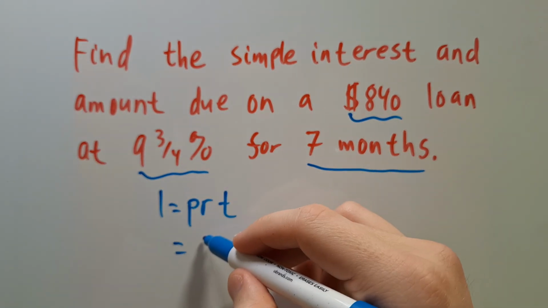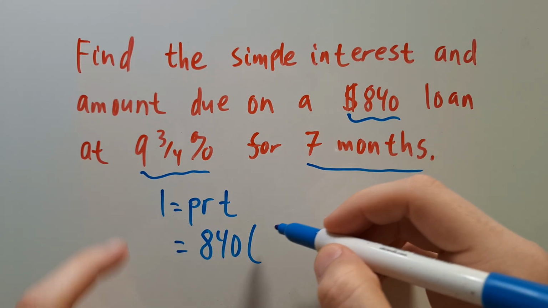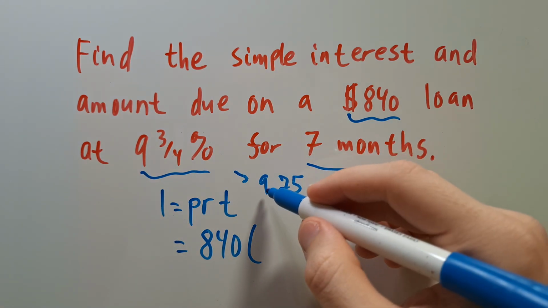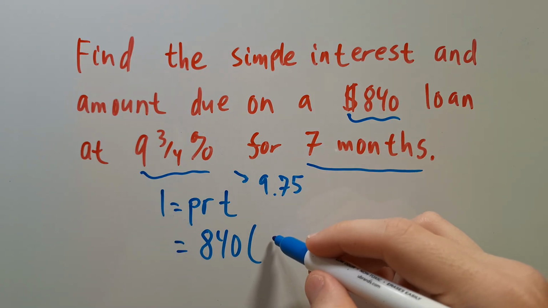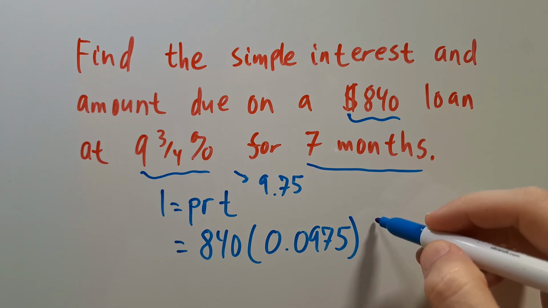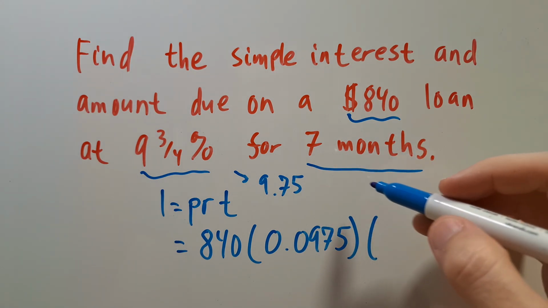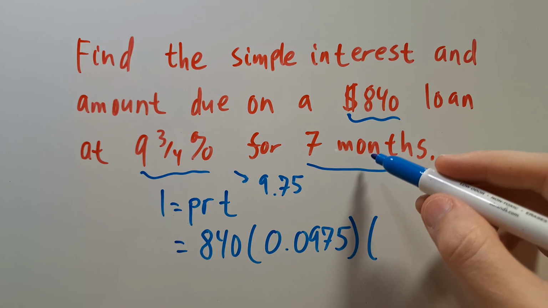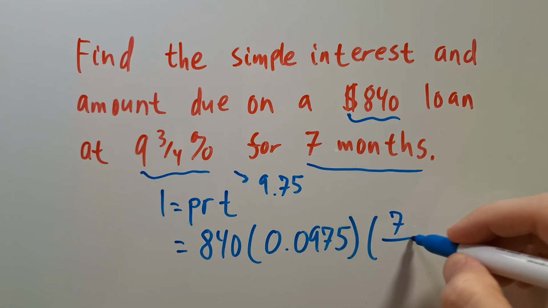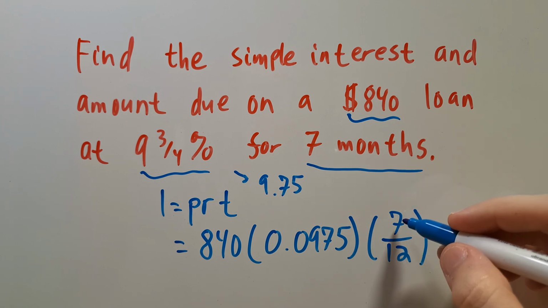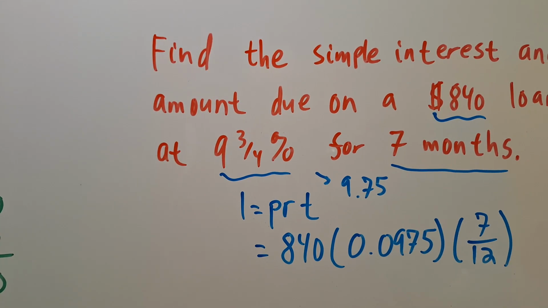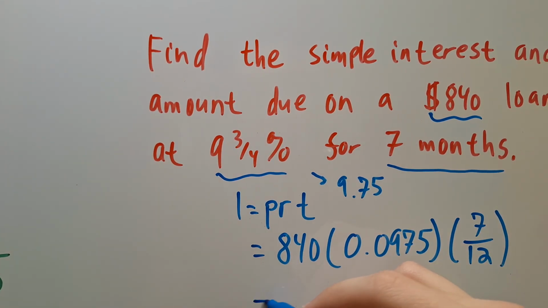Plug everything in. We have 840. Remember to write 9.75. Divide this by 100, and you get the following. And then 7 months. Now, when you have an amount of time that is less than 1 year, you're going to write this in its fractional form. 7 months over 12 months per year.